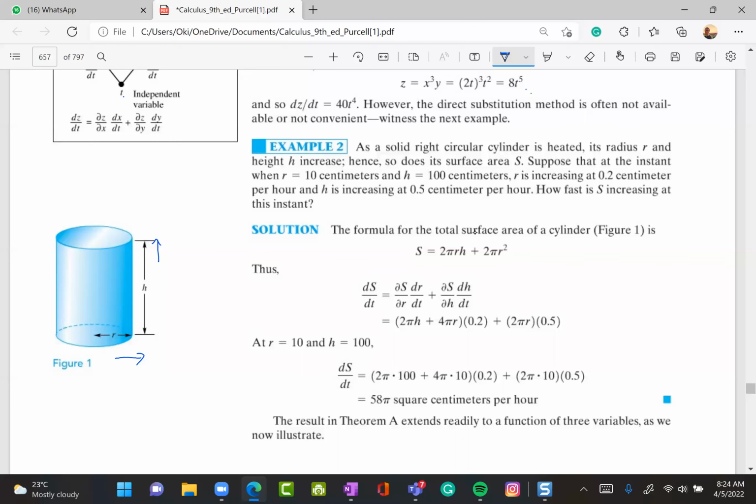But at that instant, when r equals 10 and h equals 100, r is increasing at 0.2 and h is increasing at 0.5 per hour. How fast is S increasing at this instant? So we're asking about dS/dt.